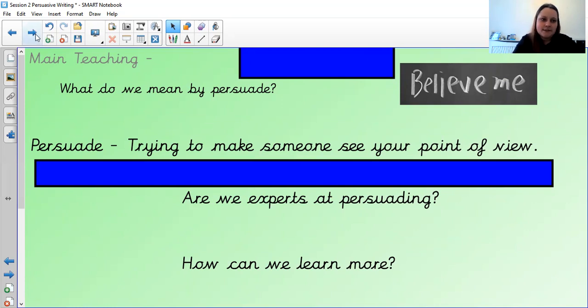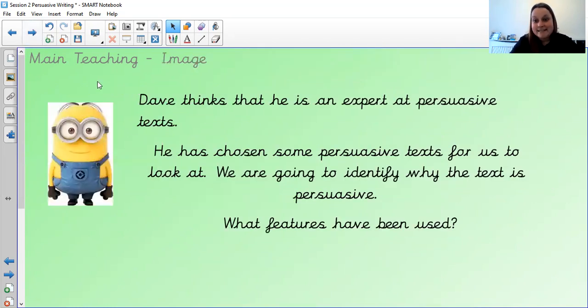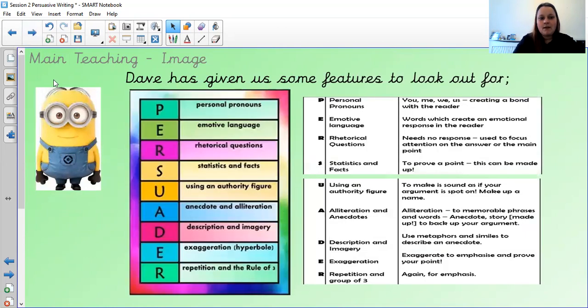Okay, so we need to learn more about persuasive writing. So to do that, Dave is going to help us. So Dave thinks that he is an expert at persuasive texts, and he's chosen some texts for us to look at in today's lesson. And what we're going to do is try and unpick and identify why those texts are persuasive, what features have been used. And Dave has kindly given us something that might help us in today's lesson. So these are some features that Dave would like us to look out for. So these are persuasive features or techniques that are used when you are trying to persuade somebody.